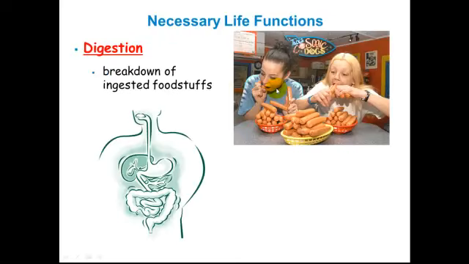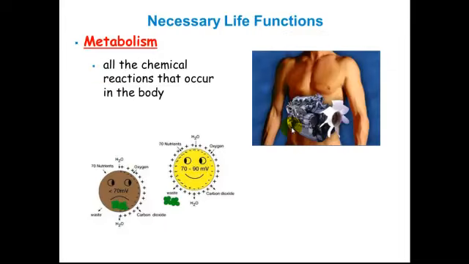Another necessary life function is the ability to break down ingested foodstuff, or digestion. We are unable to use on the cellular level the foodstuff that we take in, for example, these hot dogs. They have to be broken down into their constituent macromolecules, which we will examine in Chapter 2 and review with the chemistry chapter. In terms of metabolism, this necessary life function is the sum total of all of the chemical reactions that occur in the body.